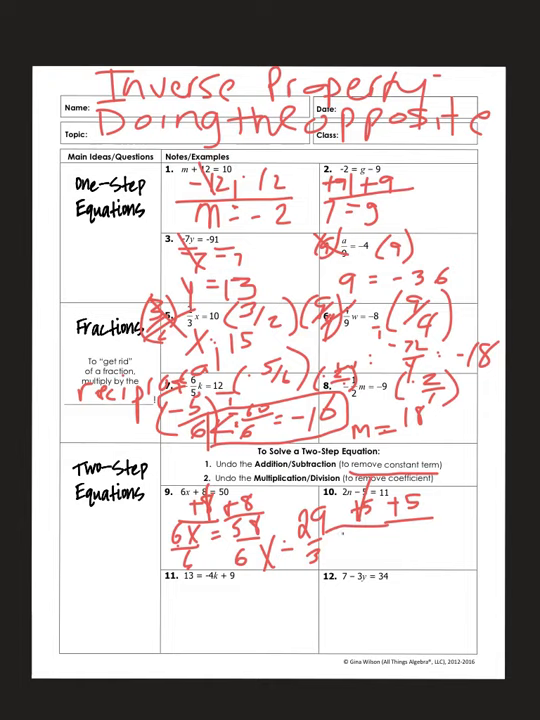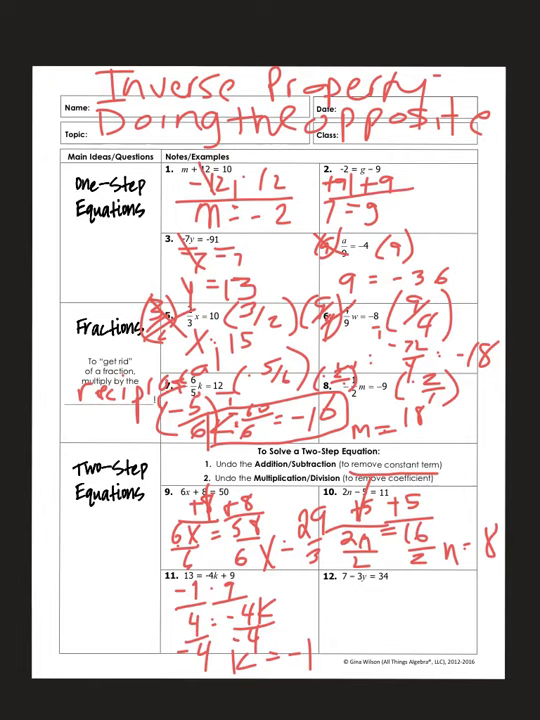These cancel out, 2n, just bring it down, equals 16. Divide by 2, n equals 8. Number 11, to get rid of the constant term, subtract 9. And to get rid of the coefficient of negative 4k, divide by negative 4. K equals 4 divided by negative 4, negative 1.